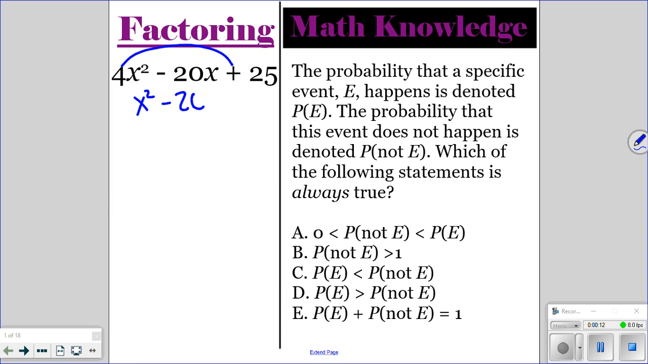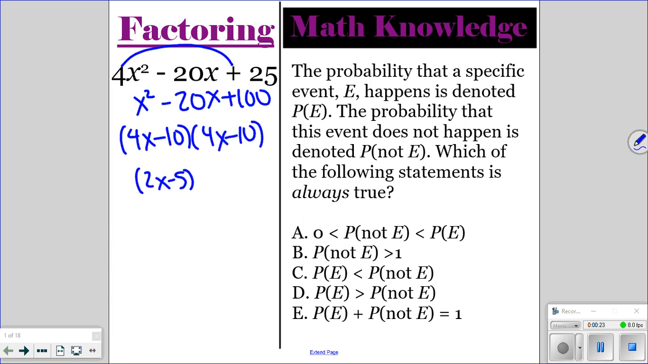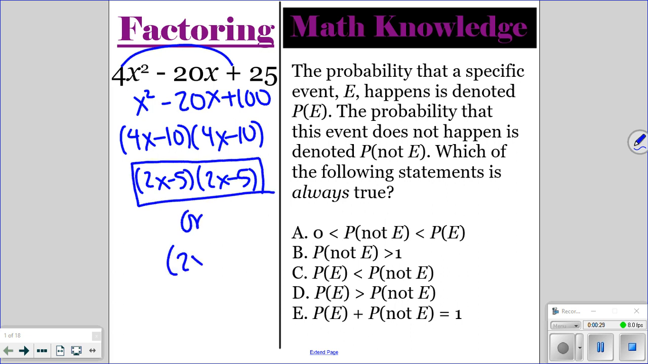So you'll have x squared minus 20x plus 100. When you replace and factor, you'll have 4x minus 10 times 4x minus 10, both of which divided by 2, which will give you 2x minus 5 times 2x minus 5. Or you can write that as 2x minus 5 squared.